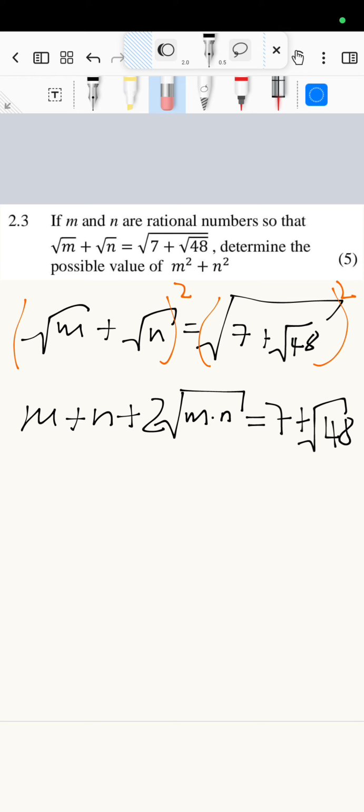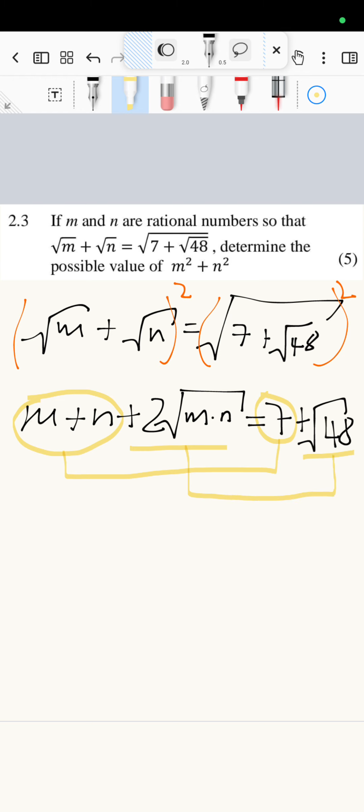Now what I want you to see is this. I have these two terms here, and they are adding with my surd. A surd is the thing with the square root. If I look at my right hand side, I have a term that's adding with a surd. So what this tells me is that my two terms over here will equal my constant on that side, and my surd over here will equal my surd on that side.